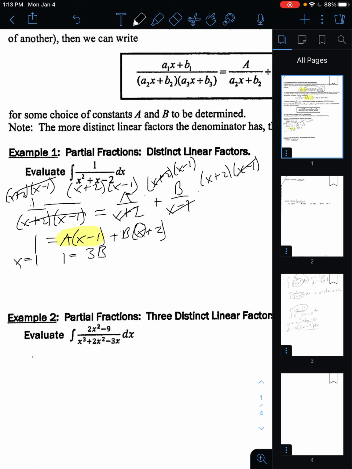So I have 1 equals 3b, which means b is 1/3. And that's what we were after to begin with. We were trying to figure out what those a and b values are. That's the whole goal in this process.